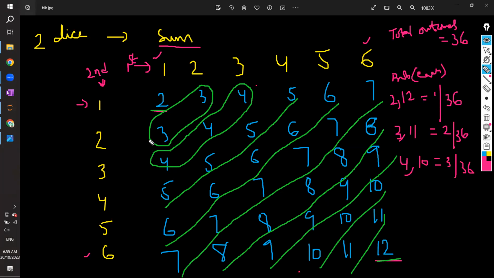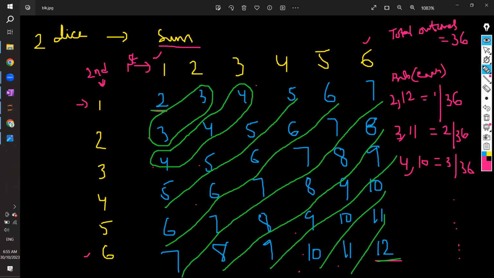So it will be like that. For 3 and 11 will be same. For 4 and 10, because these are all repeating 3 times, and 5 and 9 is repeating 4 times. 6 is repeating only 6 and 7, I think. Yeah, 6 and 7 are repeating 5 times. Agree? So these are its probabilities. So it will be 1 by 36, 2 by 36, 3 by 36, 4 by 36, like that.